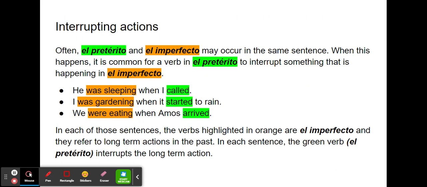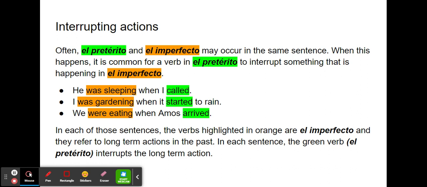Next, I want to talk about some interrupting actions. Often, el pretérito and el imperfecto may occur in the same sentence. When this happens, it's common for a verb in el pretérito to interrupt something that is happening in el imperfecto in the long term. So let's look at these three examples.